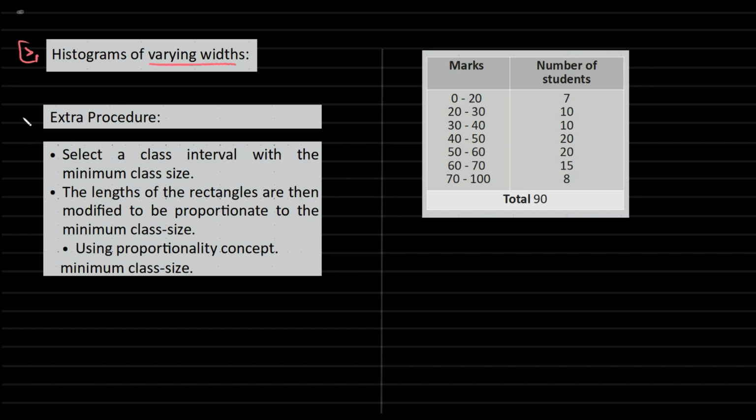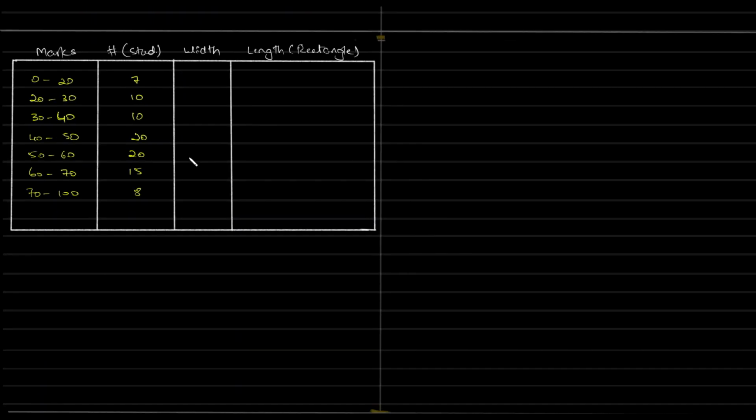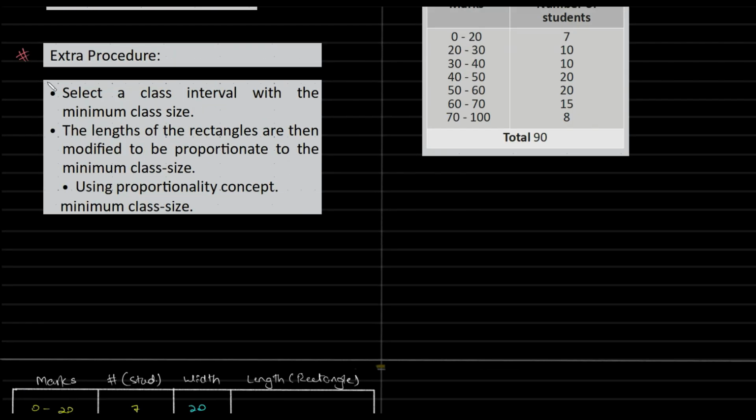So let's look into that. What is that we need to work out? Select a class interval with the minimum class size. So let's look into this. First thing is we need to have a table which has your class intervals, frequency, and a column called as width and another column called as length of the rectangle. So we have the difference to be 20, that's your class width, and this is 10, 10, 10, 10, 10, and this is 30.